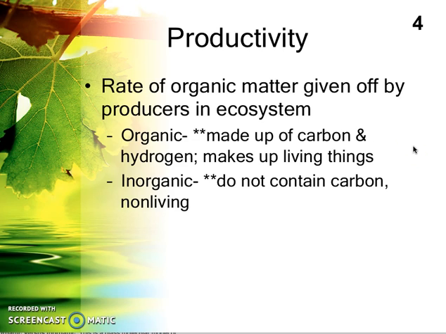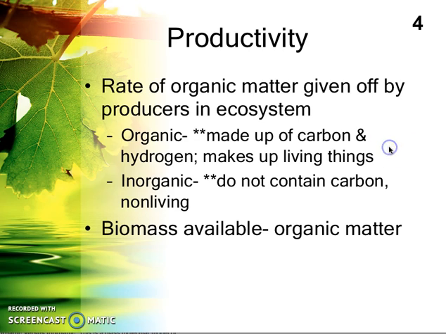So productivity is basically the amount of biomass available. So the amount of that organic matter that's available for an ecosystem, for all those other organisms that live there. And the next thing we need to tackle in this definition is the producers. So what's a producer? And we've actually already learned about producers.